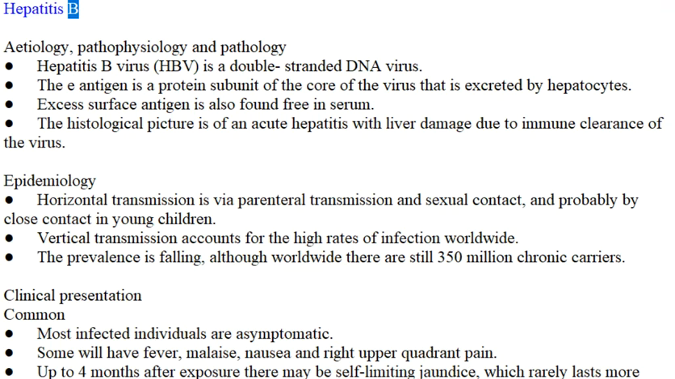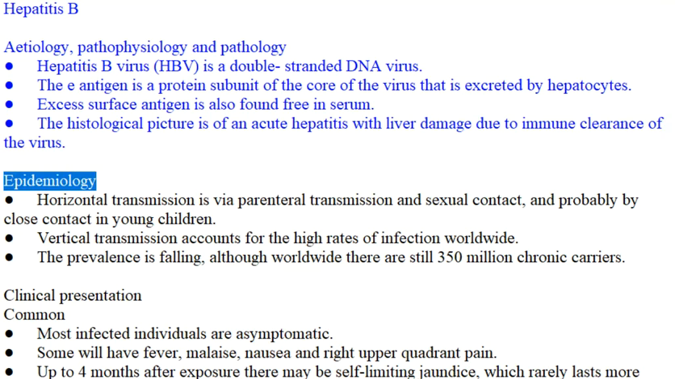Hepatitis B. Etiology, pathophysiology, and pathology. Hepatitis B virus, HBV, is a double-stranded DNA virus. The E antigen is a protein subunit of the core of the virus that is excreted by hepatocytes. Excess surface antigen is also found free in serum. The histological picture is of an acute hepatitis with liver damage due to immune clearance of the virus.